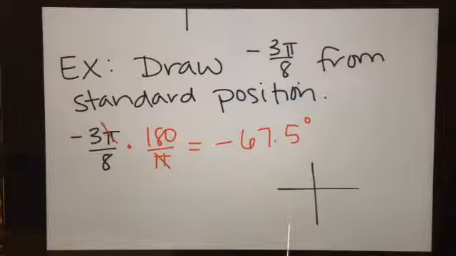And then I'll go ahead and draw it. Since this is negative, it means it goes down. If I went the entire quadrant, that'd be 90, so I'm going to go a little bit less than the entire quadrant. And so that's a negative 67.5 degree angle, and this here would be considered quadrant 4.